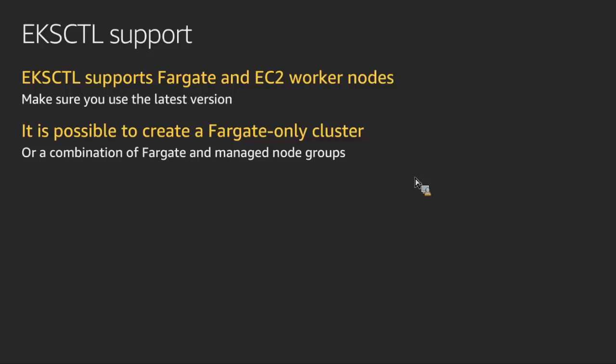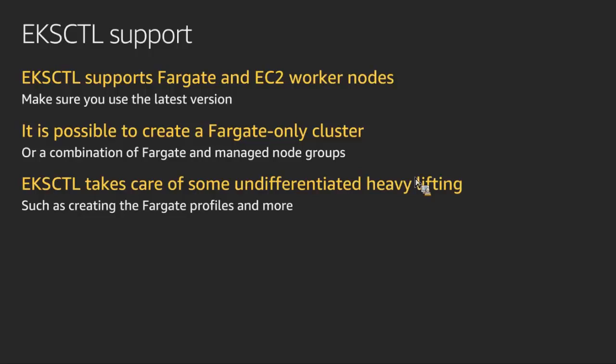It is possible to create a Fargate-only cluster or a combination cluster that has a combination of Fargate profiles as well as managed node groups, for example. So you can create mixed mode clusters. And EKS CTL takes care of some undifferentiated heavy lifting, like, as I said, creating Fargate profiles that we do not create by default when you create an EKS cluster using our APIs. EKS CTL can take some of that burden for you, and it will create a more opinionated setup ready to use.